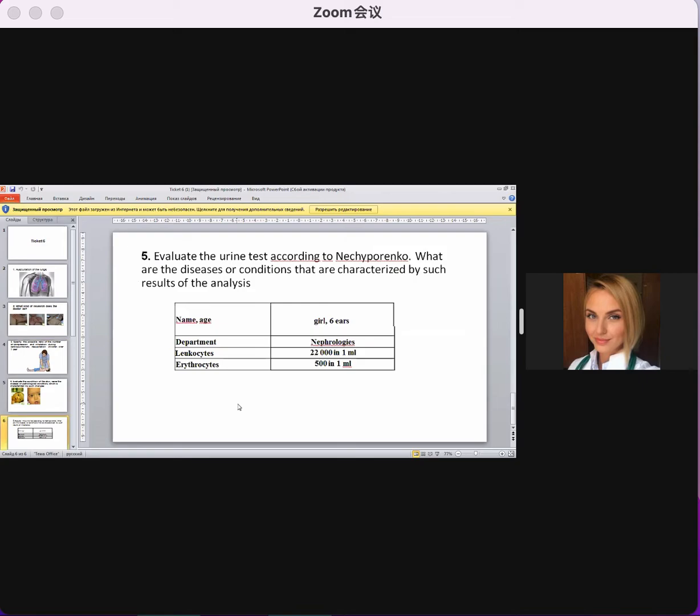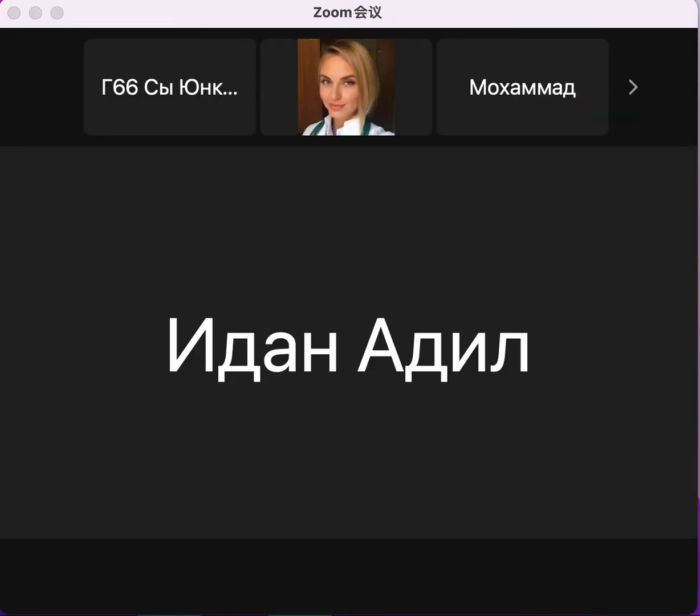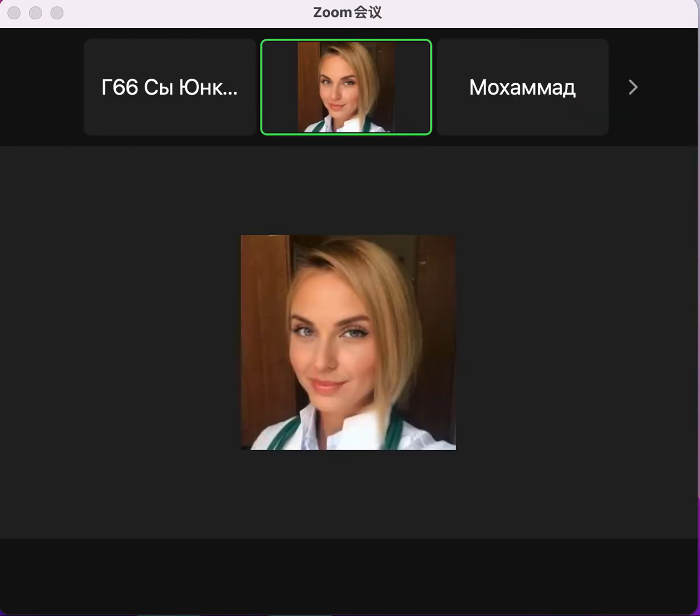Yes, high leukocytes. Leukocyturia, maybe infection of the urinary tract. Yes, urinary tract infection. What kind of infection can we suppose? Cystitis and pyelonephritis, but we don't know, yes? We have to do an ultrasound. Okay, very good, very good.